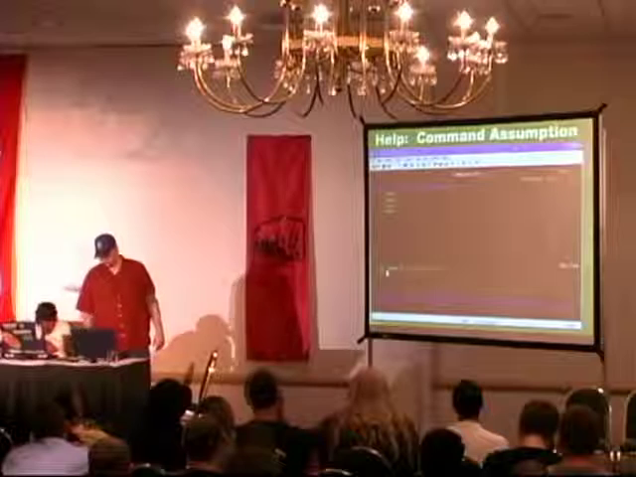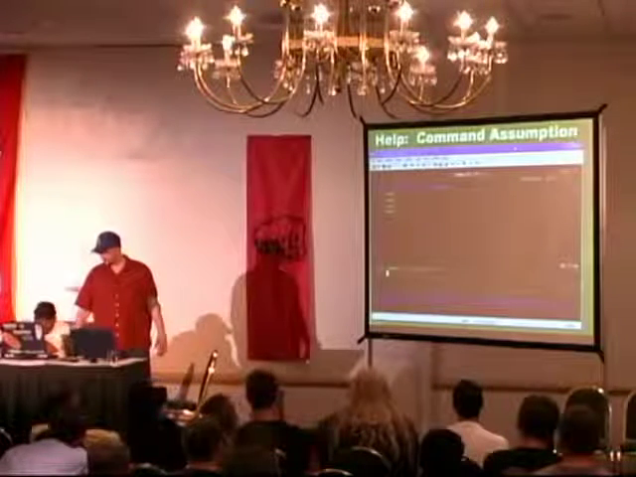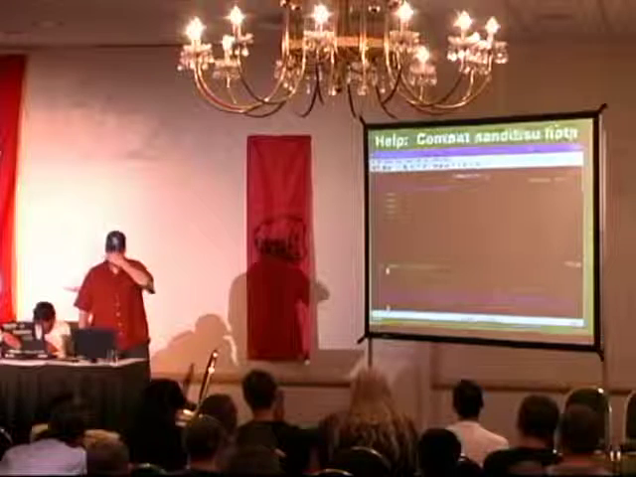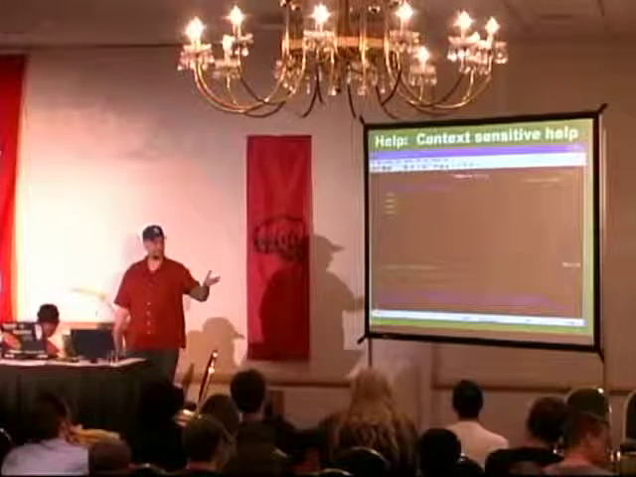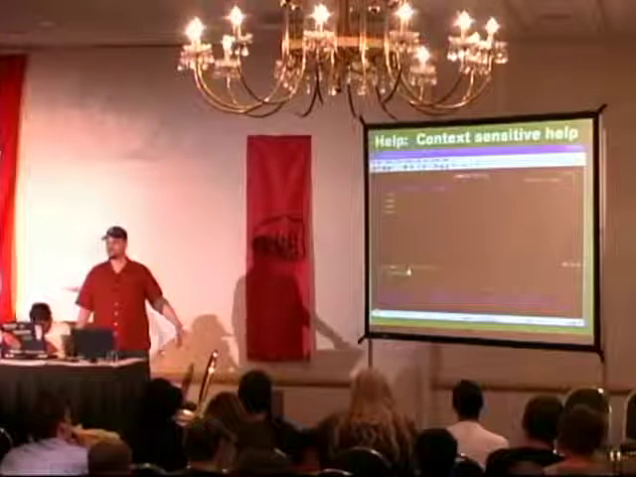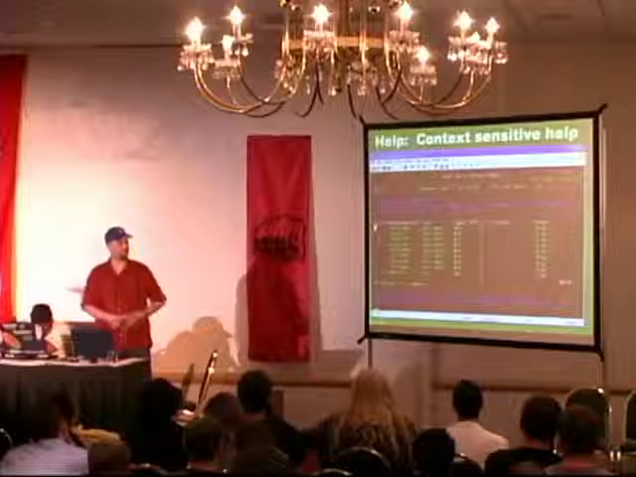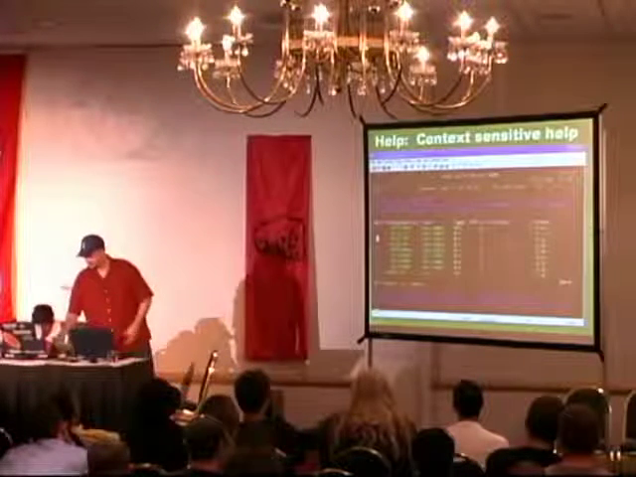The next form of help, besides command assumption, is context-sensitive help. On the next slide, if you play this, you can see, again, this is another way that you can get help in the AS400. Let's say that you're on a screen that you're not familiar with. You don't know it too well. You don't know what a lot of these things mean that are on the screen.